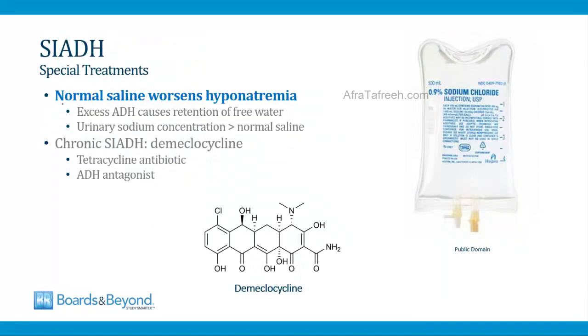The first one is that normal saline worsens the hyponatremia of SIADH. This is super high yield. It comes up on board exams. It comes up on rounds.